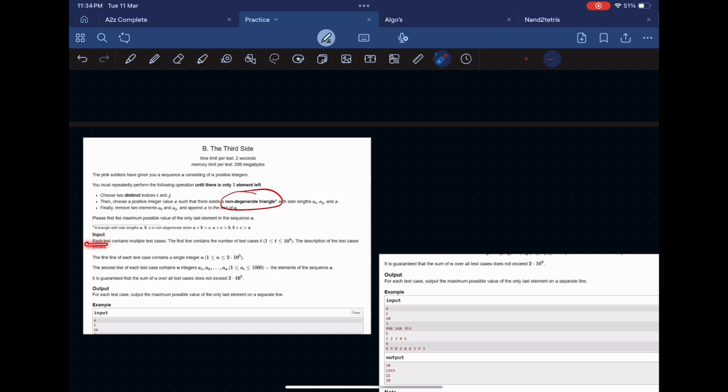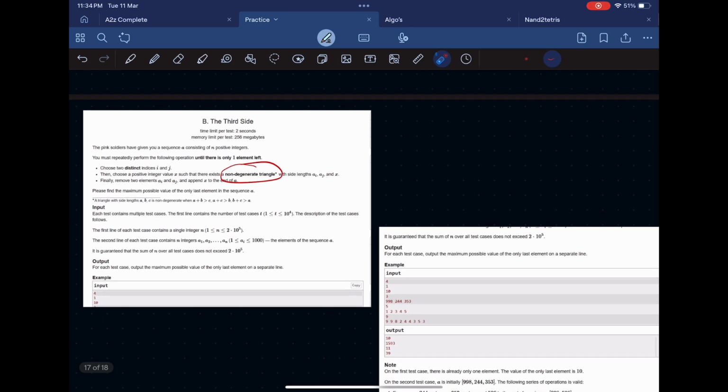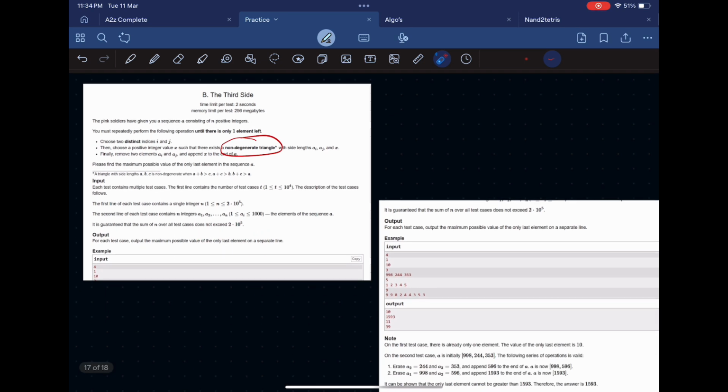Let's see the input. Again, t test cases we have to take. The first line of each test case contains a single integer n, and the second line contains n integers. Whatever n we're given, we have to take that input in the form of an array or vector. It is guaranteed that the sum of n over all test cases does not exceed 2 times 10 to the power 5, so it can go up to n log n, and we should not solve in n squared. Output, for each test case, the maximum possible value of the only last element on a separate line.